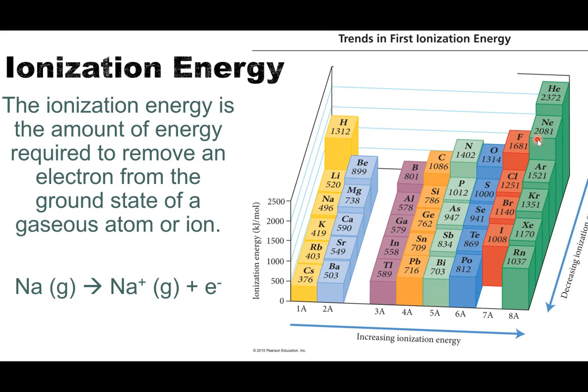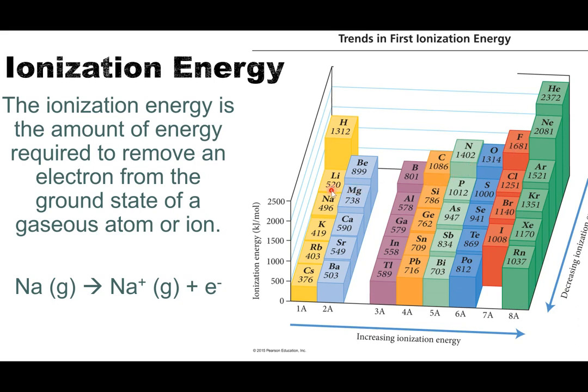If he's going out and trying to steal electrons from somebody else, do you think he's going to readily give up one of his other 7 valence electrons? You know, he's not. So he's going to fight to keep them. So his ionization energy is going to be really high. He doesn't want to give up those electrons.